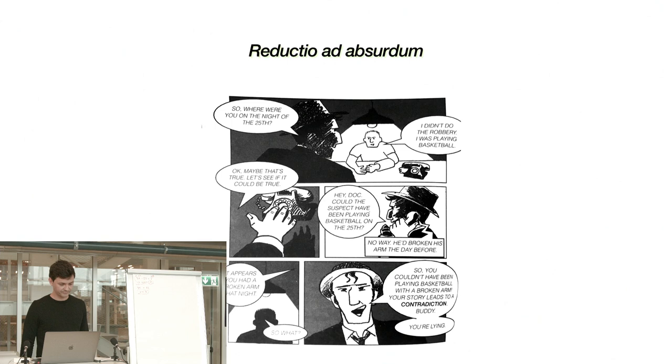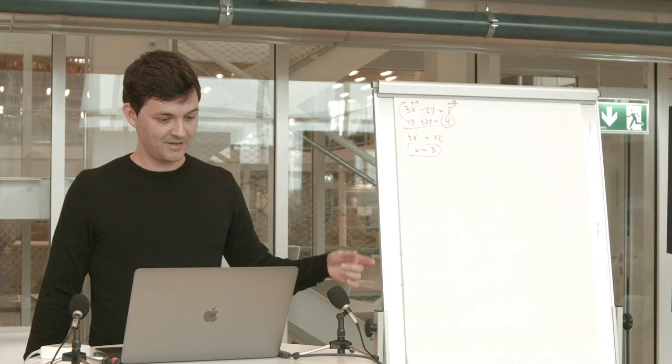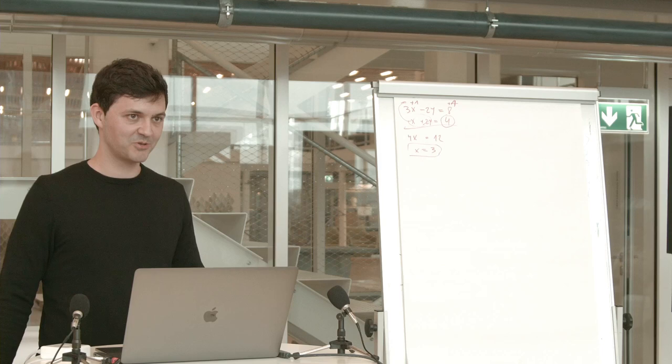So he tells him, "You know, it appears that you have a broken arm. And you said that you didn't do it." And he said, "So what?" So he says, "So you could not have been playing basketball with a broken arm. This is a contradiction." You see, because he assumed the opposite. He says, "Okay, you are right. Let's follow that you are right." And he assumed that this could not be possible because this would be a contradiction. He cannot be playing basketball with a broken arm. Therefore, he did the robbery. You see what he did there? It's a subtle thing. We are now used to things like that. But at the time, it was like, wow, this was a crazy idea.